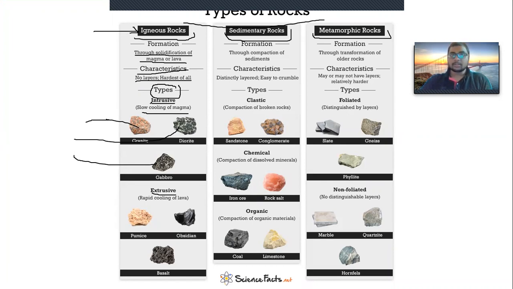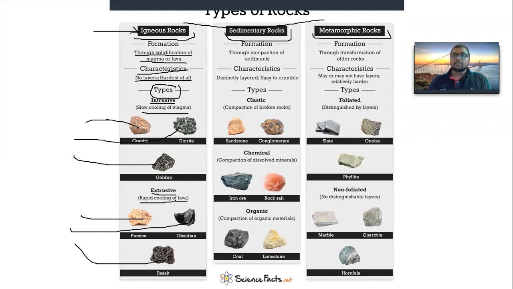These rocks are intrusive igneous rocks. Intrusive rocks mean slow cooling of lava. Now extrusive. When rapid cooling of lava takes place, we get these types of rocks: pumice, obsidian, and basalt. So pumice, obsidian, and basalt are obtained when lava is rapidly cooled, and that is called extrusive igneous rocks.